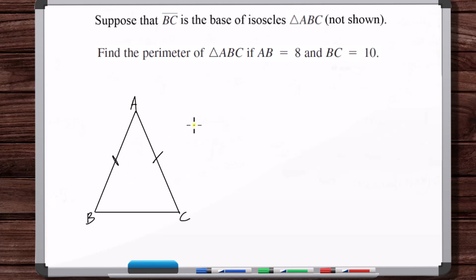So with that, they want us to find the perimeter of this triangle. So we just need to sum the side lengths. And the information they give us is that AB is equal to 8. That means AC must be equal to 8, and BC is equal to 10. So the perimeter is just 8 plus 8 plus 10.